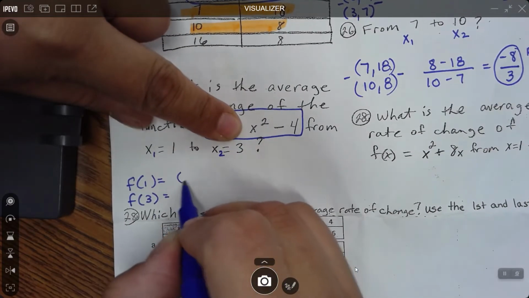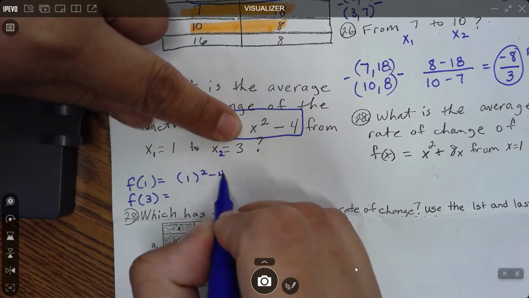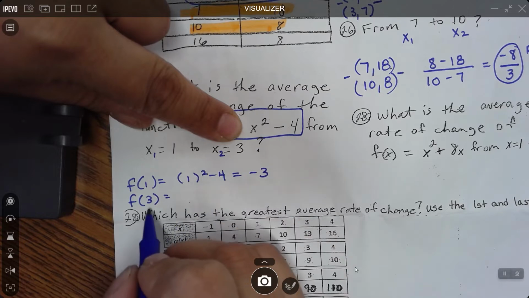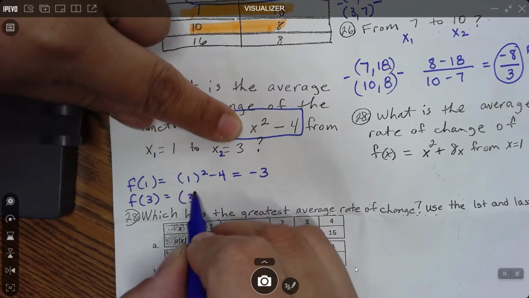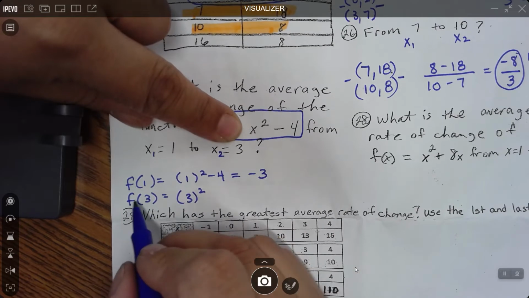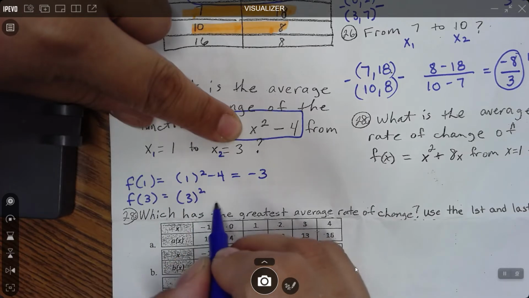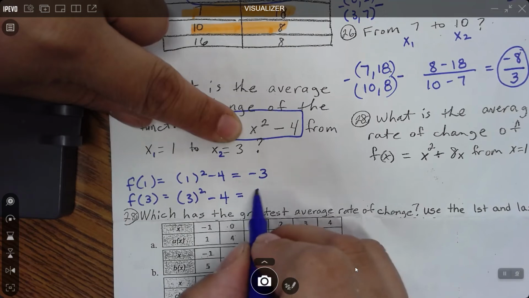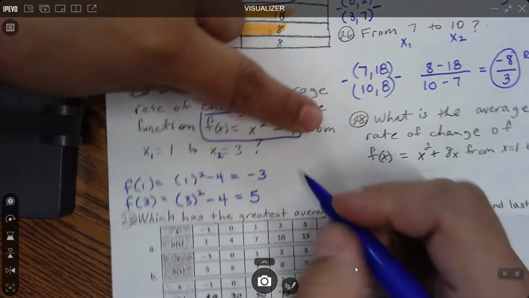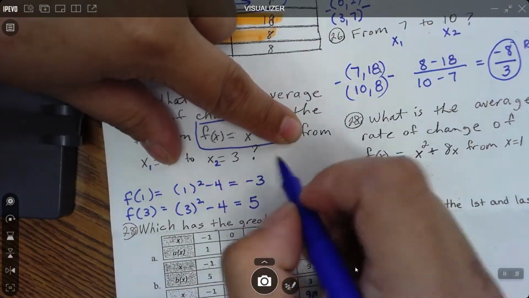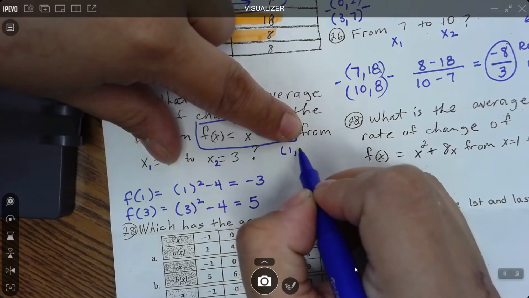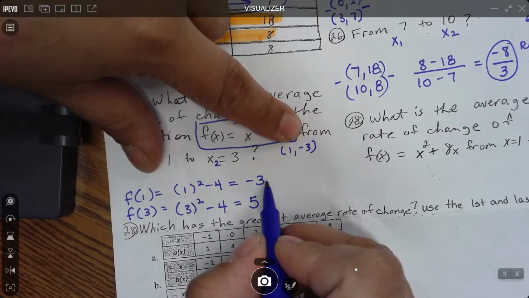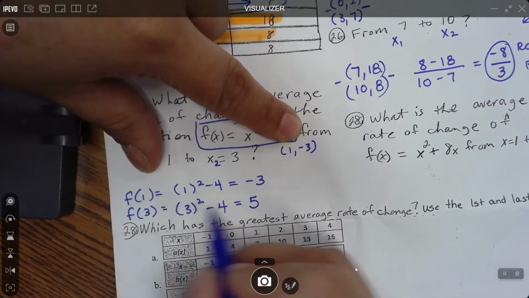So this is going to become 1 squared minus 4, which is negative 3. And now 3 squared, right, because it's f of 3, so 3 squared minus 4. And 3 squared is 9, 9 minus 4 is 5. All right, so the two ordered pairs that we have are 1, negative 3, and 3, 5.